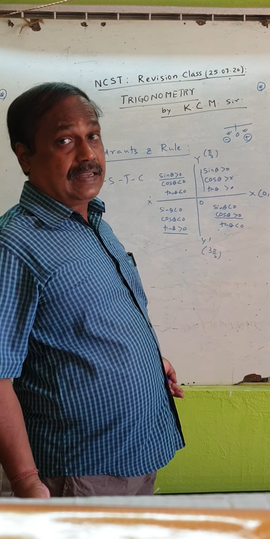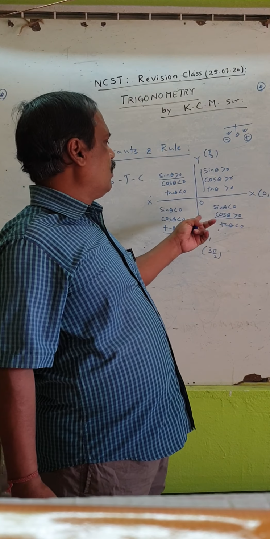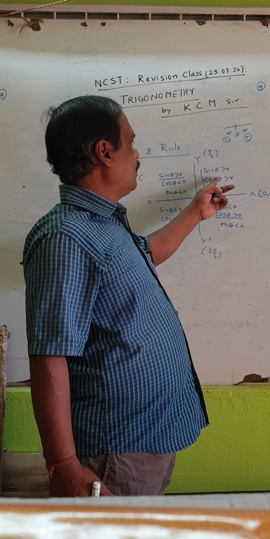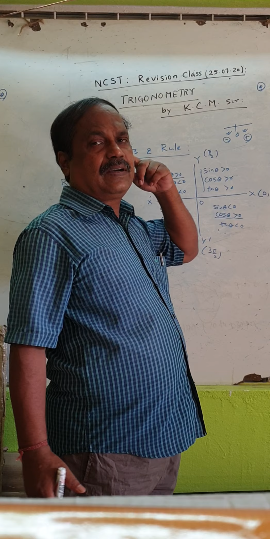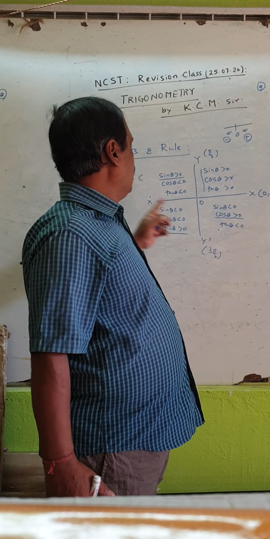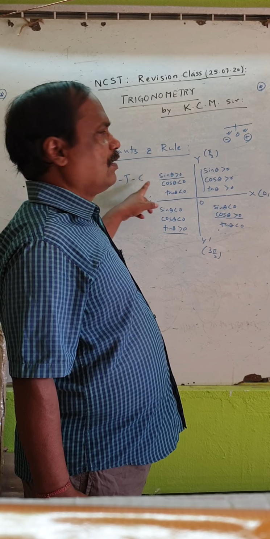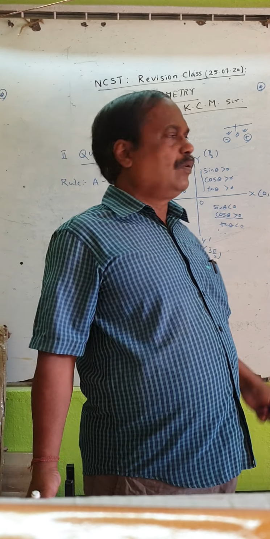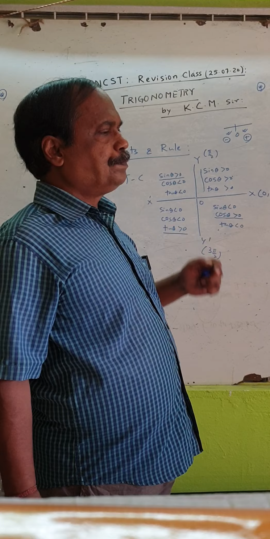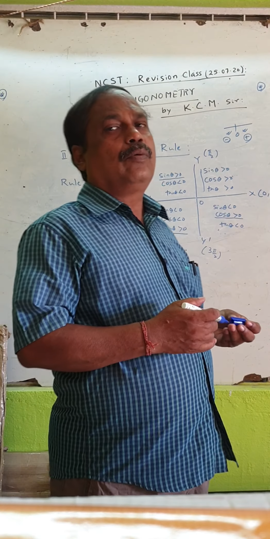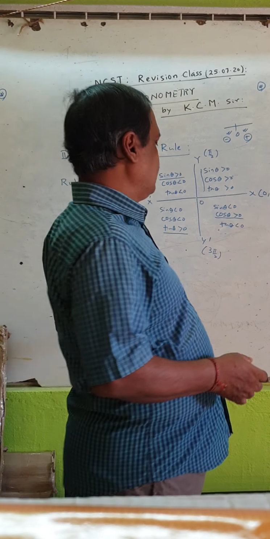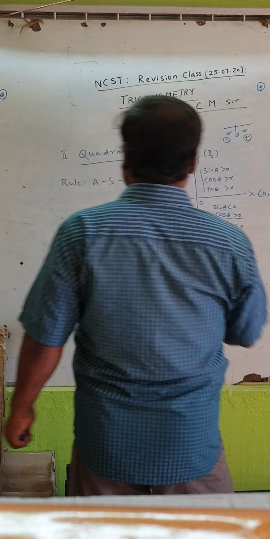But how? Why all this? Why not sin is positive, cos is negative here? Why not in first quadrant? Why all this rule? You remember add sugar to coffee, all sin, tan, cos, ASTC. You remember the ASTC rule? Then how to prove that this ASTC is correct? So come to here.